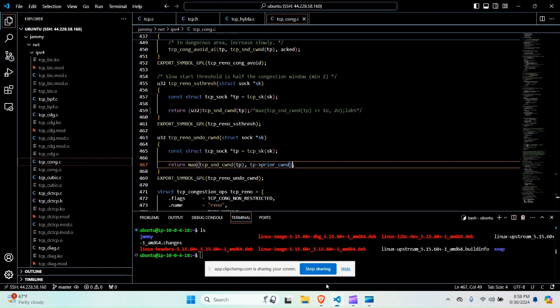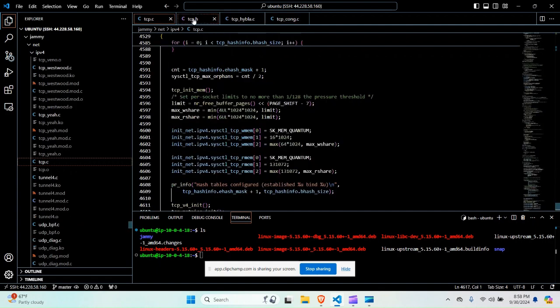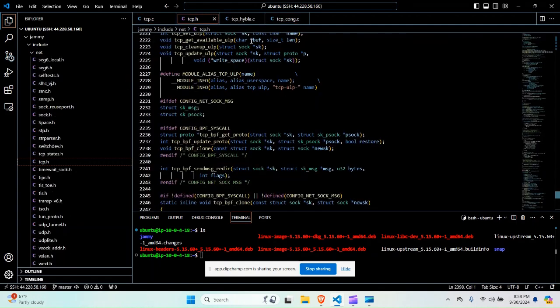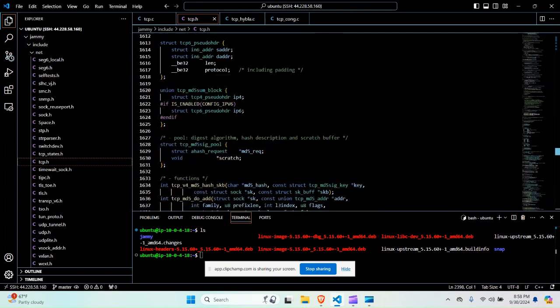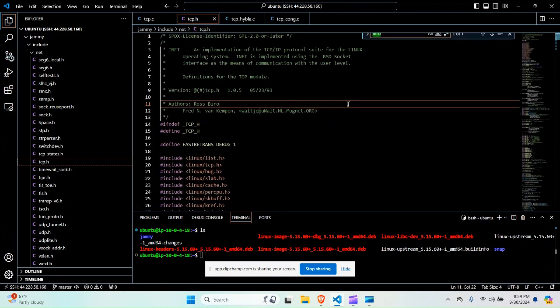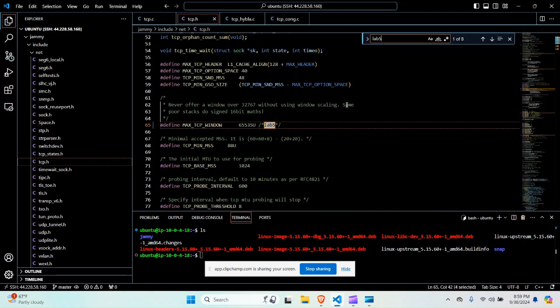So this is the TCP.h file. First we'll go to the TCP.h file. So going to TCP Hybla. Let me search for the Hybla file because I have made the changes.